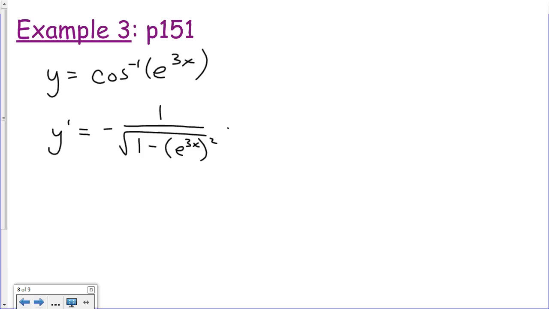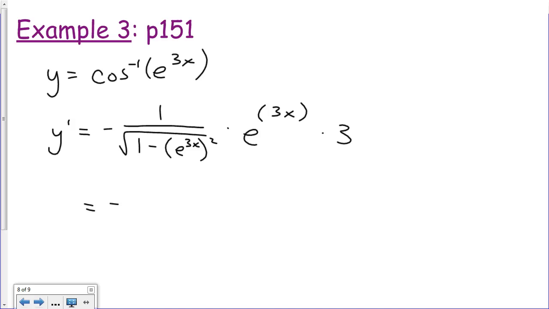Now the inside function, e to the 3x, is a composite function, so follow chain rule again. Take the derivative of the outside function, that's e to some power. And chain rule says you substitute in the inside function, the 3x. And then finally multiply by the derivative of the inside. Derivative of 3x is 3. So here's our derivative then.